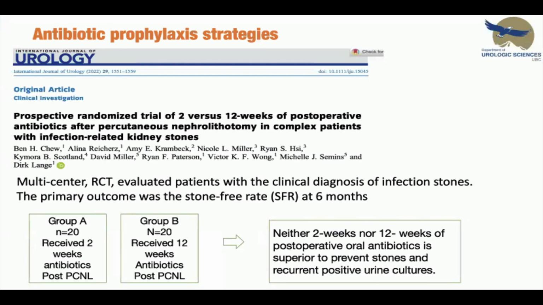What about antibiotic strategy in high-risk patients with infectious stone? This multicenter randomized controlled trial evaluated patients with clinical diagnosis of infection stones. The primary outcome was the stone-free rate at 6 months. Group A, 20 patients, received 2 weeks of antibiotic post-PCNL, while Group B, 20 patients, received 12 weeks of antibiotic post-PCNL. All these patients had proven infection stones. Neither 2 weeks nor 12 weeks of postoperative oral antibiotic is superior to prevent stone recurrence and positive urine culture. So shorter is better.